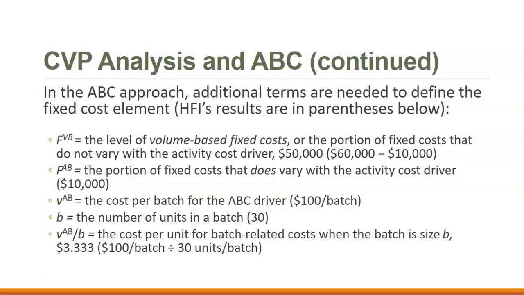So in our activity-based costing approach, we need additional information to define what portion is our fixed cost element. So we have some information here. We have $60,000 in mixed cost. $50,000 of that does not vary with our activity cost driver, but $10,000 does. So the portion of the cost that does vary with our activity cost driver is $10,000. We then have our cost per batch for that activity driver and the number of units in a batch. That gives us a cost per unit for batch-related cost, when the batch size is 30, of $3.33, or $100 a batch divided by 30 units in a batch.